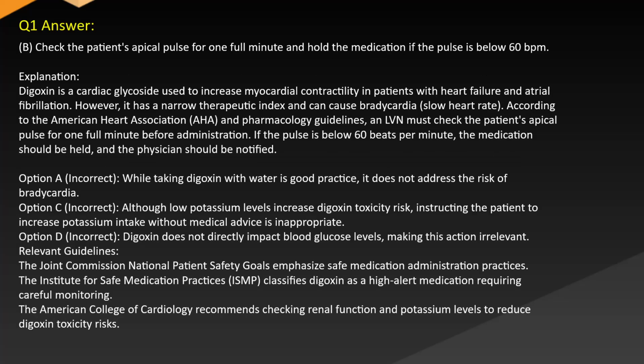Answer B. Check the patient's apical pulse for 1 full minute and hold the medication if the pulse is below 60 bpm. Explanation. Digoxin is a cardiac glycoside used to increase myocardial contractility in patients with heart failure and atrial fibrillation. However, it has a narrow therapeutic index and can cause bradycardia at slow heart rate, according to the American Heart Association, AHA, and pharmacology guidelines.